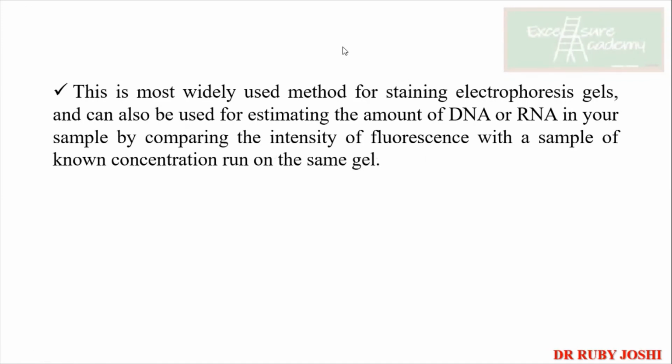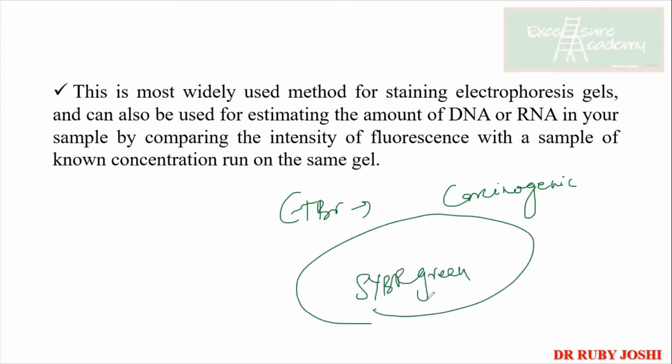Now, what has happened recently? Since we know that EtBr is carcinogenic in nature, and people sometimes don't wear gloves, they have started using SYBR Green. There are many other dyes to label the DNA. The intensity of fluorescence will also tell you the concentration of what runs on the gel, but it is always good that you go for the NanoDrop.